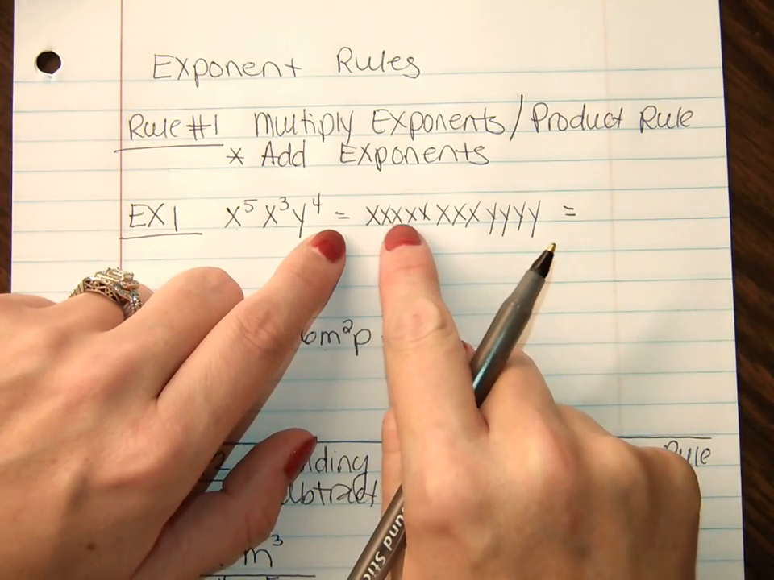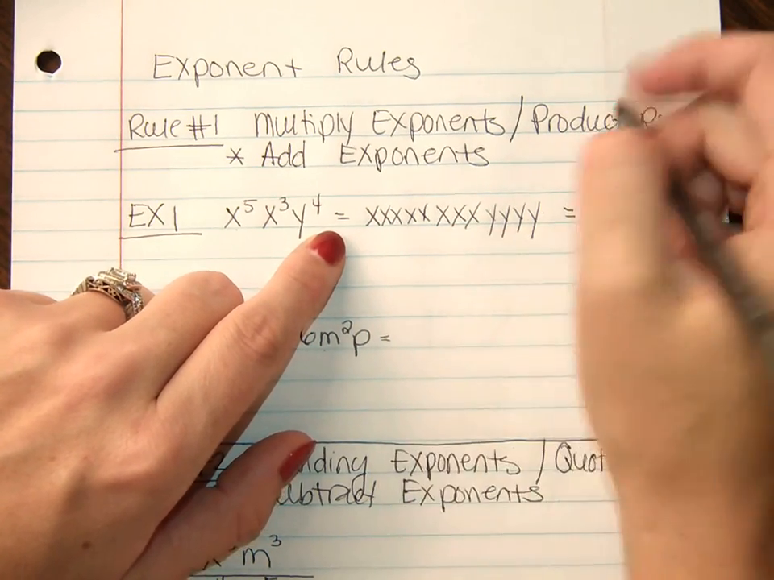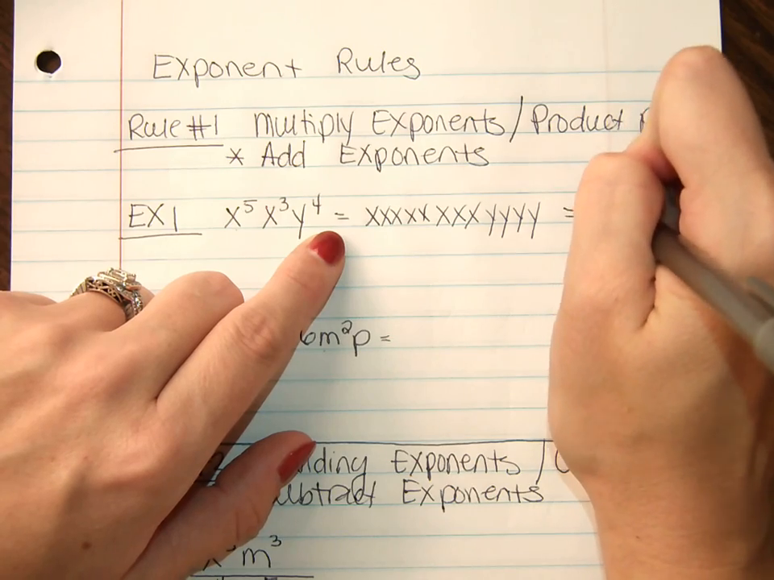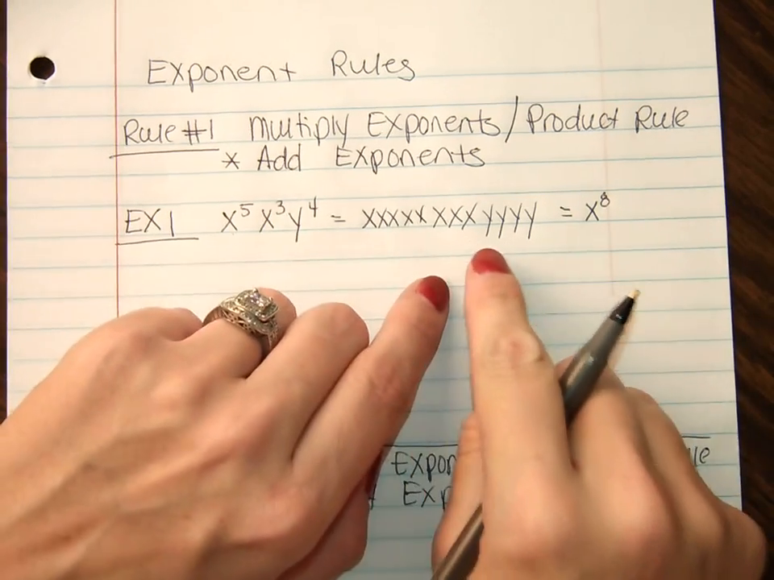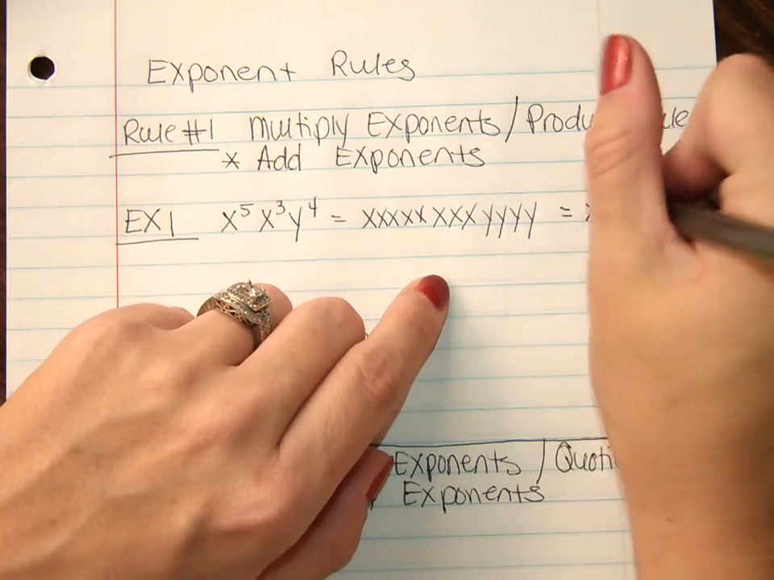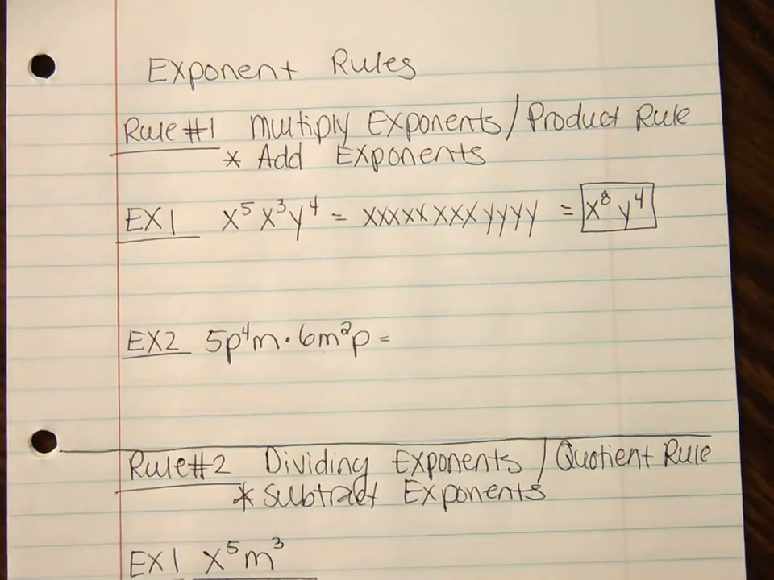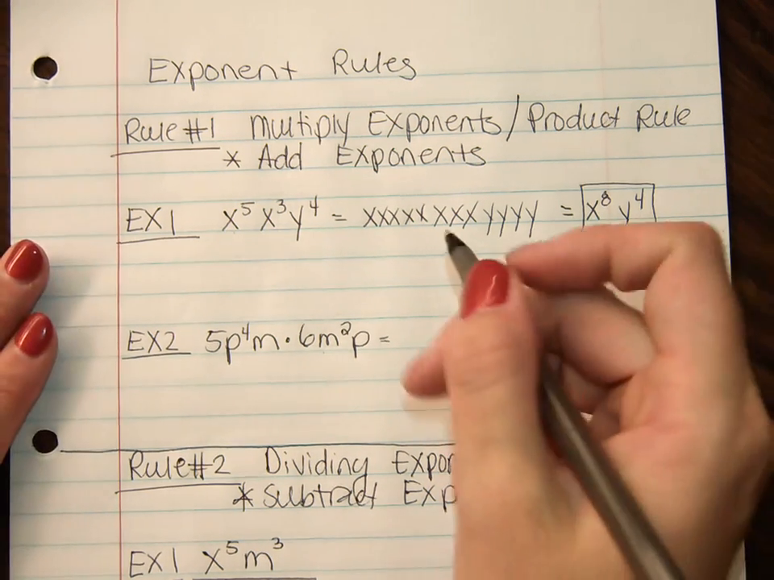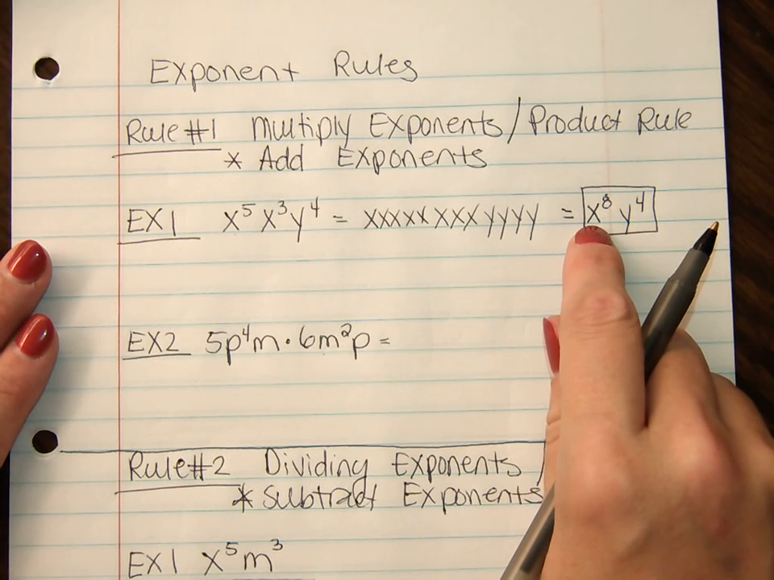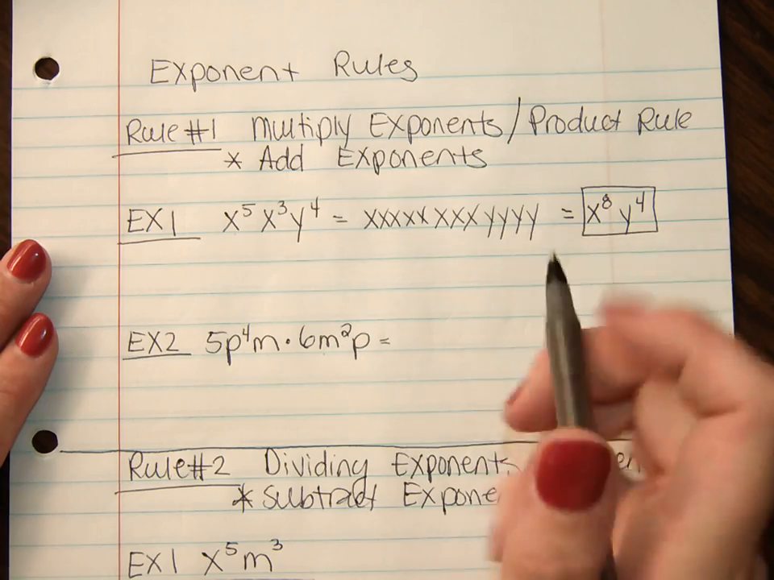Now we count up what we have. We have 1, 2, 3, 4, 5, 6, 7, 8 x's, so we have x to the 8th power. And then I have 1, 2, 3, 4 y's. That's my final answer. You're basically condensing everything into one of each number or variable as far as the bases go. Because you could have a number or a variable here, and the principle is still the same.